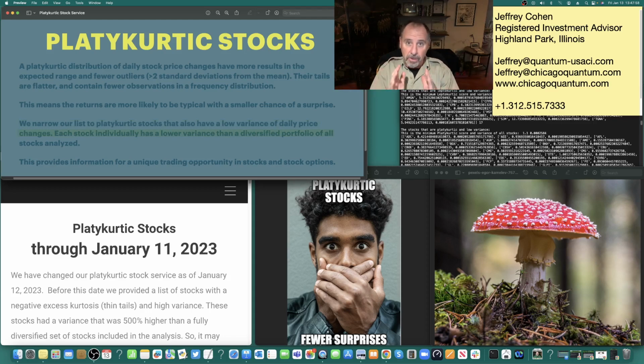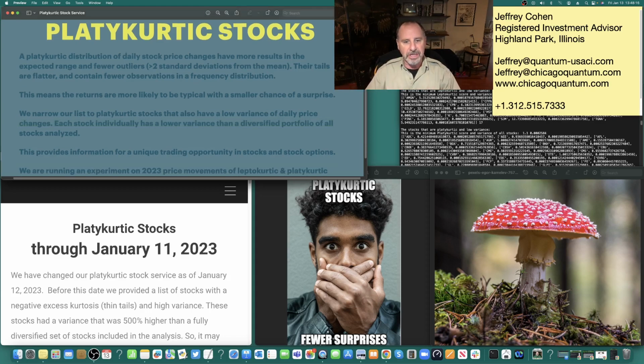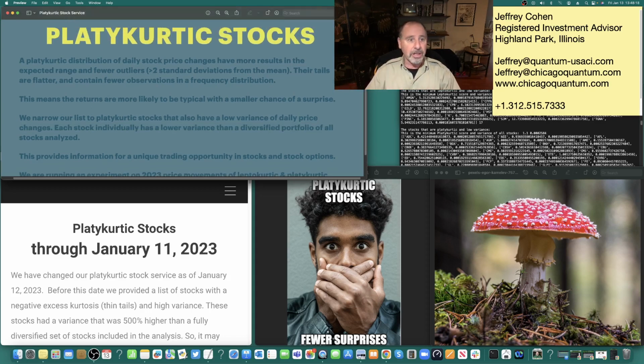Because if it's low variance and it's also platykurtic, you might think it is a super safe stock, which it could be. But it also might be a stock that has a unique trading opportunity, both in trading the stock and the stock options. And our leptokurtic stocks are low variance, and so now our platykurtic stocks are also low variance.